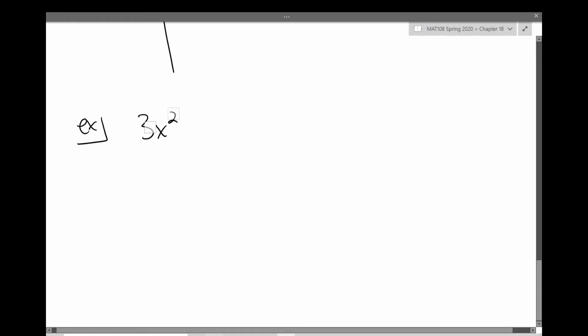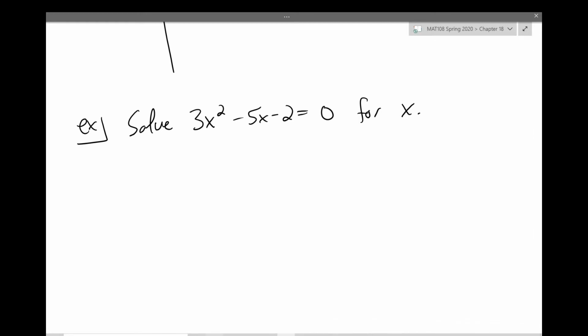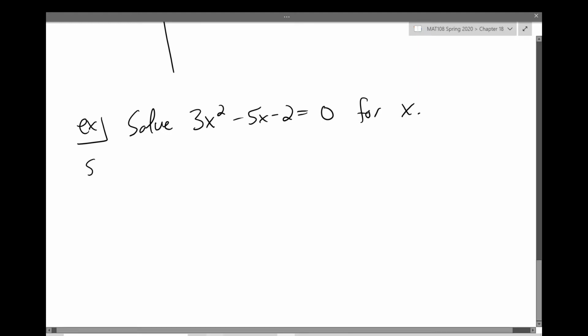Solve 3x squared minus 5x minus 2 equals 0 for x. Sometimes it's extremely beneficial to find your discriminant to give you an idea of what your solutions should look like. So let's label: a equals 3, b equals -5, c equals -2.